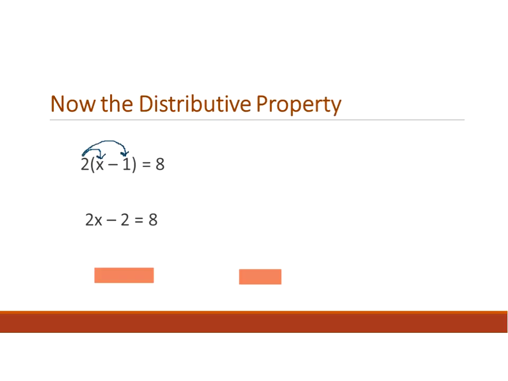Now we've dealt with the parentheses. We don't need to worry about them anymore. Parentheses mean multiplication between the 2 and the x minus 1, and the distributive property means make sure you take that 2 and multiply it by everything inside. Now we have an equation just like our first example, where we need to do the opposite of minus 2, which is plus 2, and we need to do it on both sides of the equation to keep it balanced.